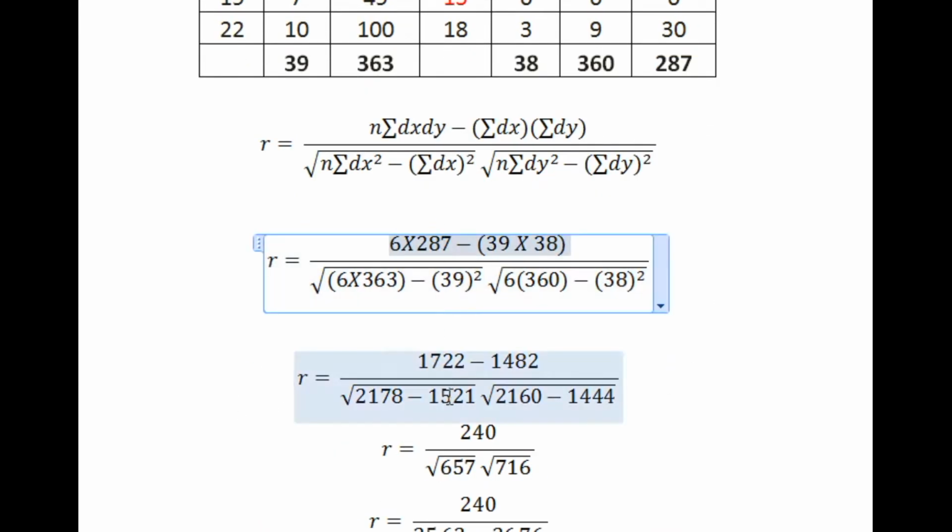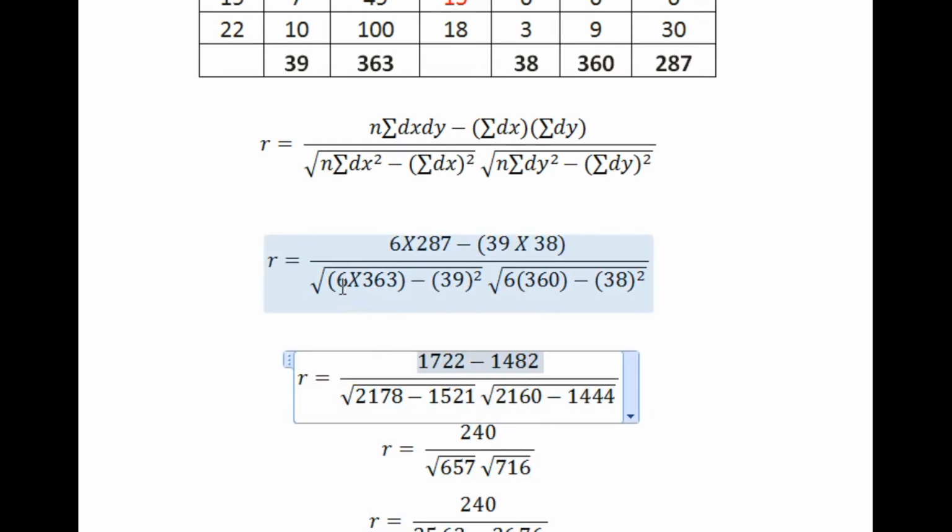6 into 287, you will get 1722. 39 into 38, you will get 1482. 6 into 363, 2178. 39 square, 1521. Next 6 into 360, 2160. 38 square, 1444. Then this one minus this one, you will get 240.